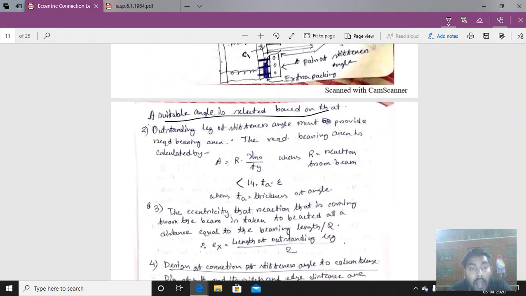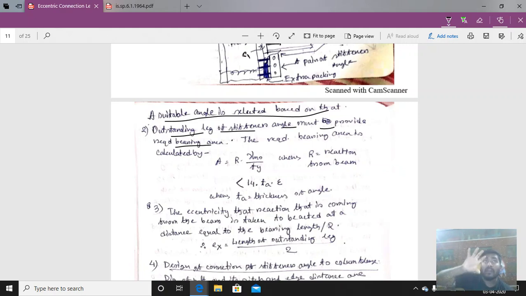Now coming to the outstanding leg of the stiffener angle, which must provide the required bearing area. We have to ensure the required bearing area, so that the beam is properly placed on the angle.